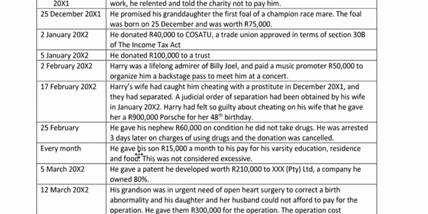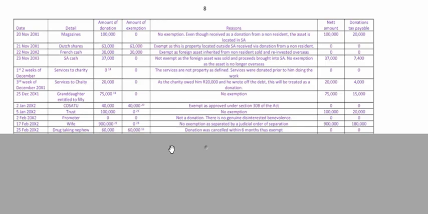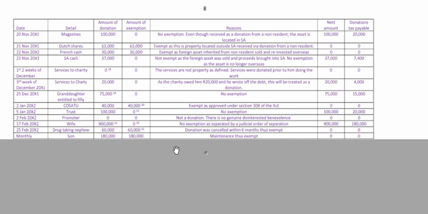Says he gave his son 15,000 Rand a month to pay for varsity education, residence and food. This was not considered excessive. This is maintenance of his son. He's paying for his son to go to varsity. If something's maintenance, it is exempt from donations tax. So the 180,000 that he gives, it's maintenance, so it's exempt from donations tax. No donations tax is payable.